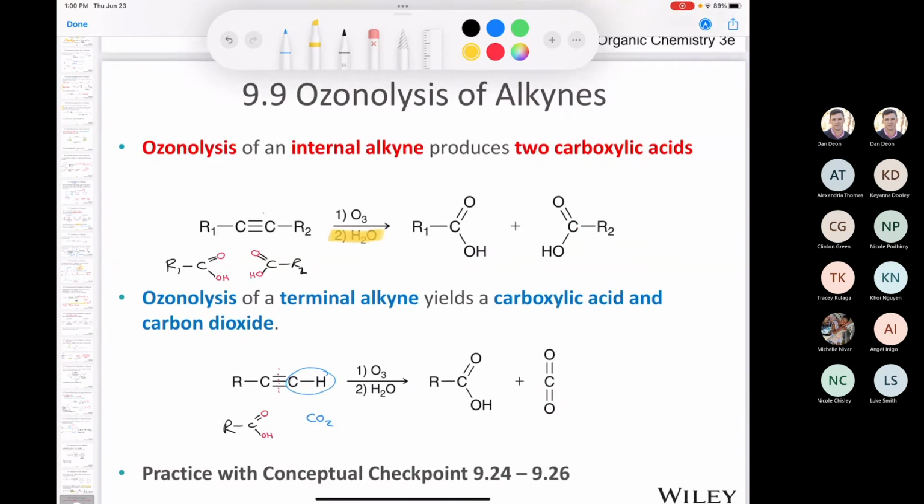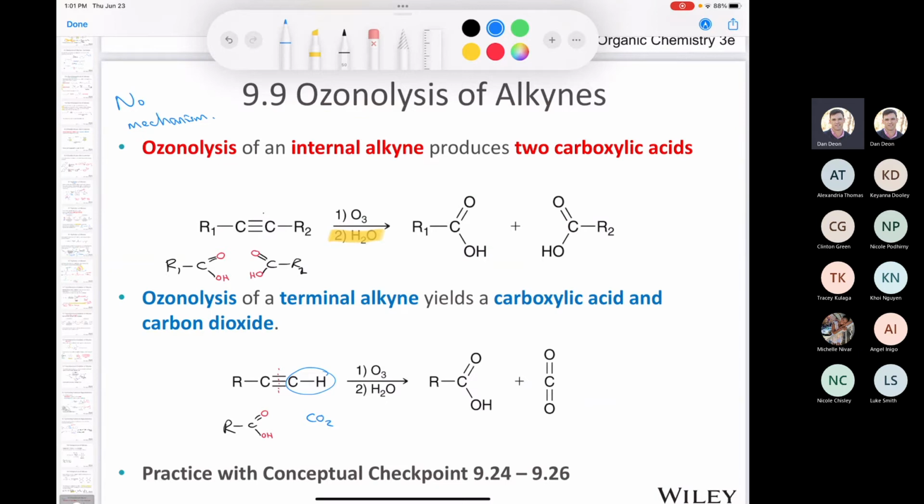So just treat the intermediate with water, and there you go. And there is no mechanism. I know there was a mechanism for the alkene one, even though I told you that you didn't need to know it, but there's no mechanism in our textbook that's even provided for this reaction.